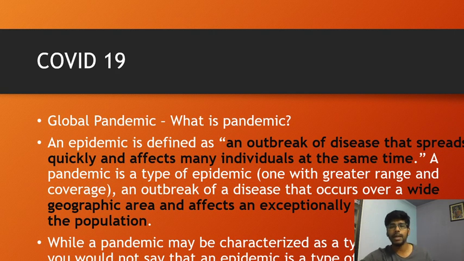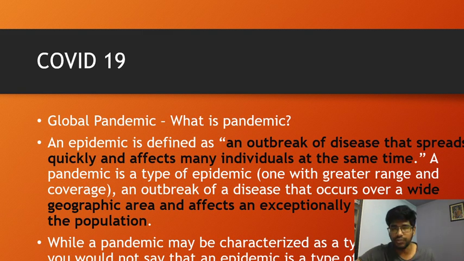To understand the pandemic, because it is essential from the examination perspective, we have to understand what a pandemic is. The pandemic is nothing but a widespread outbreak, right? Because the coronavirus has spread to more than 200 countries and territories. When it is widely spread, we call it a pandemic. There is another term called epidemic, right? So what is this epidemic? An outbreak of a disease that spreads quickly, affecting many individuals at the same time, is an epidemic.